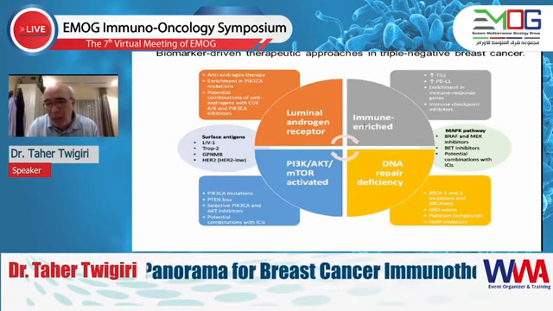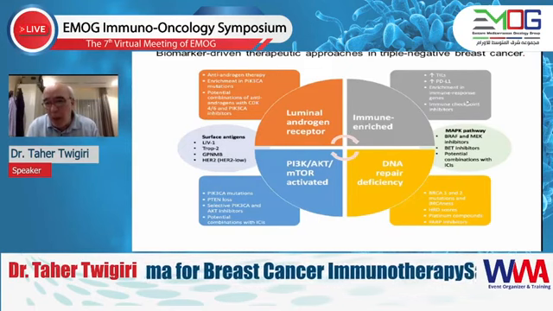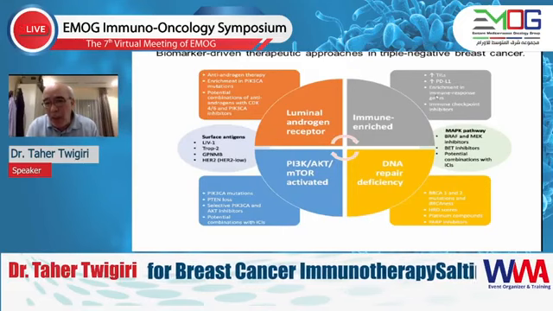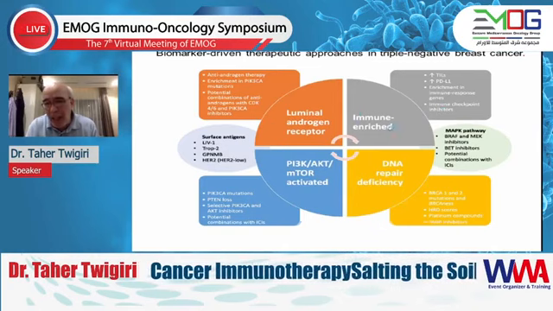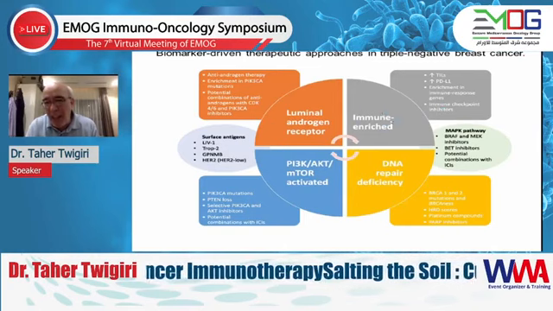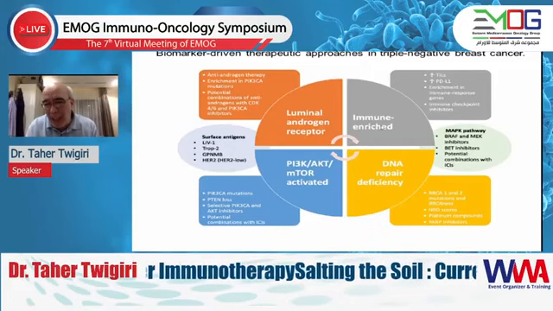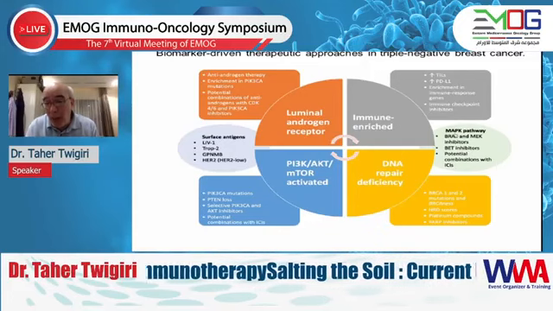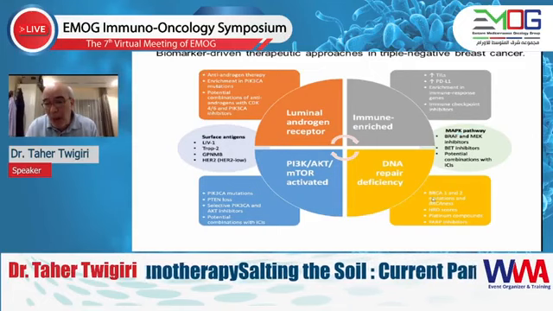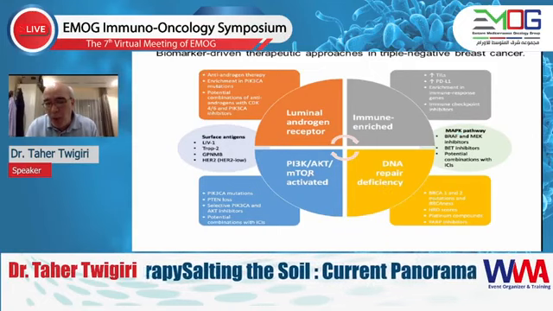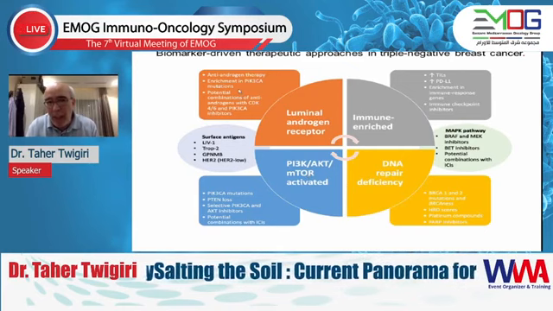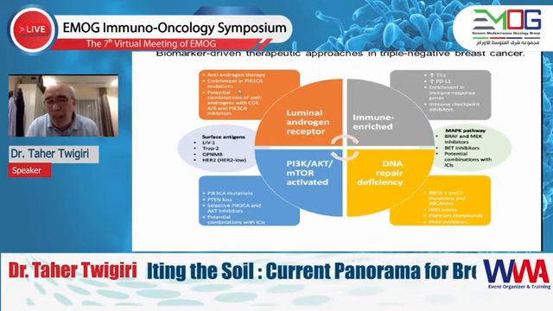For the triple negative disease, immune-rich, which is the small group, has increased TILs, PDL1, and enrichment in immune response genes, treated with immune checkpoint inhibitors, and we are going to talk about this. And this is the area where we have a little bit of understanding. Then we have the mitogen activated protein pathway. We have the DNA repair deficiency, the PI3K AKT mTOR activation, and then anti-androgen therapy, and so on.